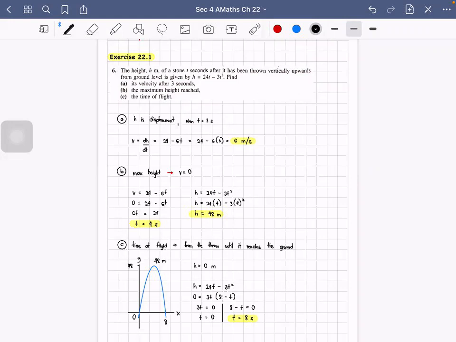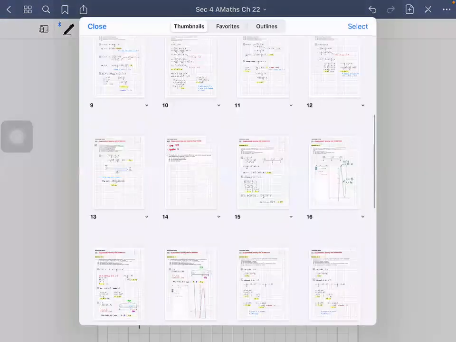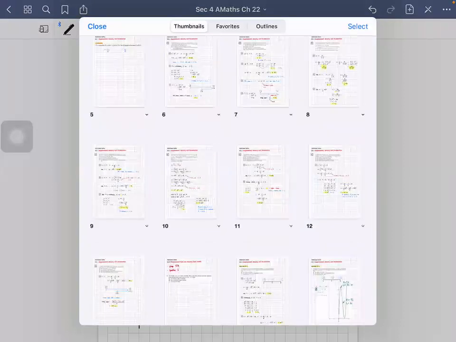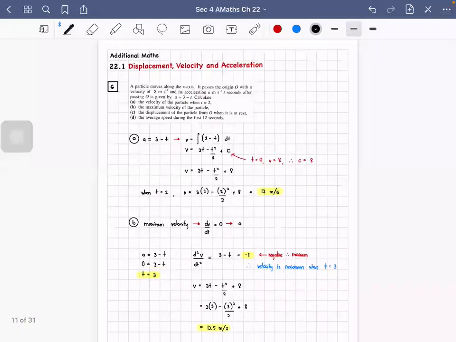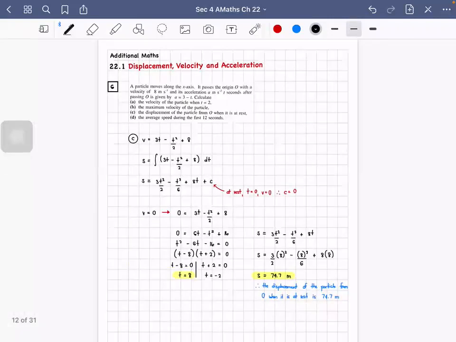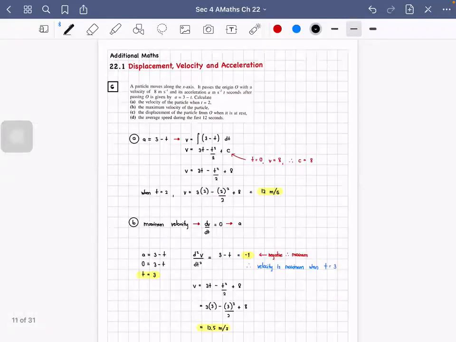Okay, so let's continue with number 6. It's a long question. But let's have this now. I only have two examples.